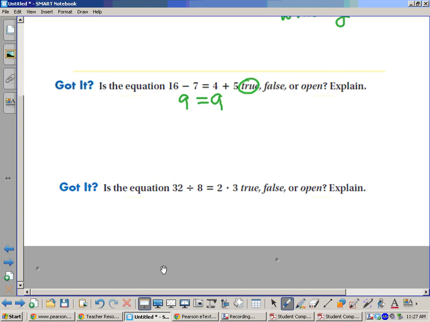And our last example here, 32 divided by 8 is going to be 4. And 2 times 3 is 6. This one is not true, so this is false because we get two different answers. So you're going to be, in your homework or classwork, being able to explain or classify why something is true or open-ended or false.